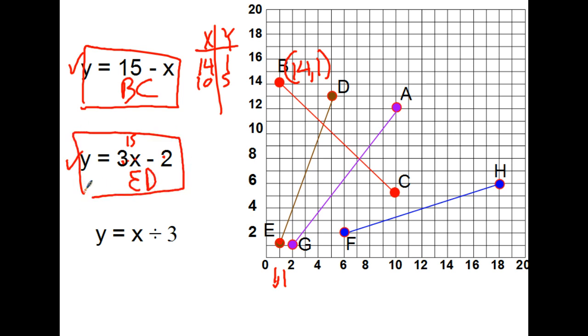All right, we got GA and FH left. G is sitting here nicely at 2, 1. Those are nice small numbers, so let's try it out. If I put a 2 in for X, 2 divided by 3, that will not equal 1. So let's try F out. It should work. Put a 6 in. 6 divided by 3 equals 2. So F works. Try out 18, 6. I put an 18 in. 18 divided by 3 does equal 6.